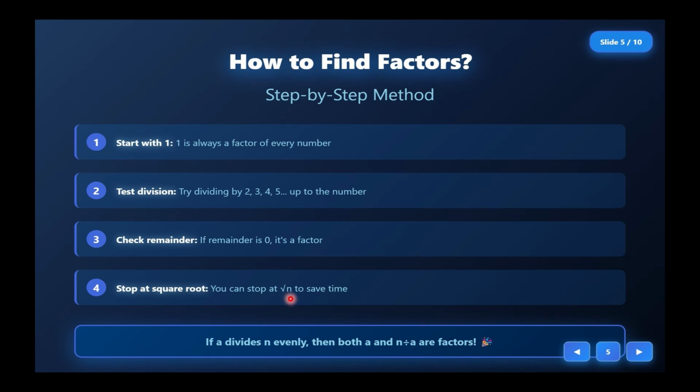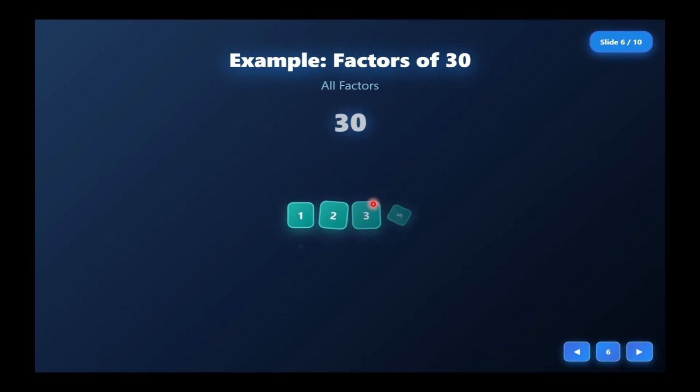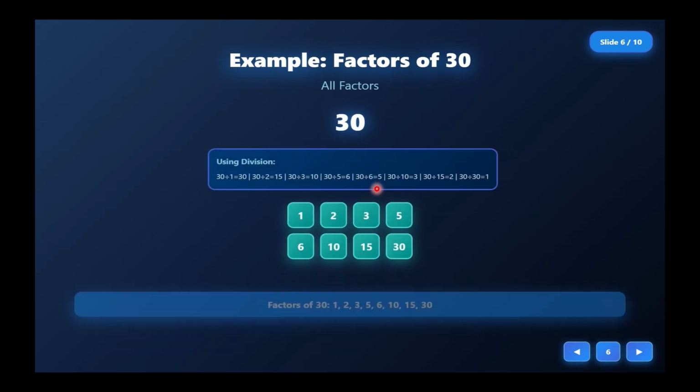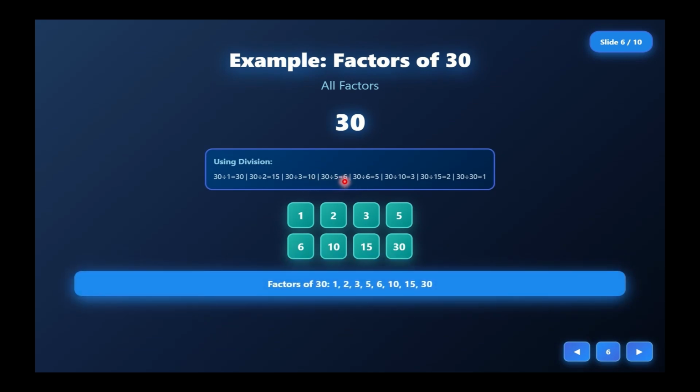Let's practice this with 30. 30 divided by 1 gives you 30. 30 divided by 2 gives you 15. 30 divided by 3 gives you 10. 30 divided by 5 gives you 6. And counting this way, we get 1, 2, 3, 5, 6, 10, 15 and 30. That's 8 factors.